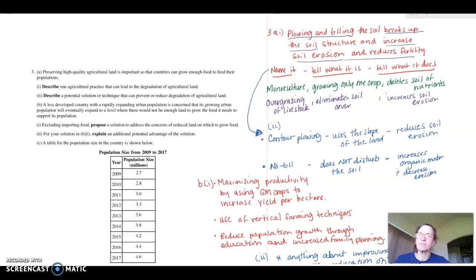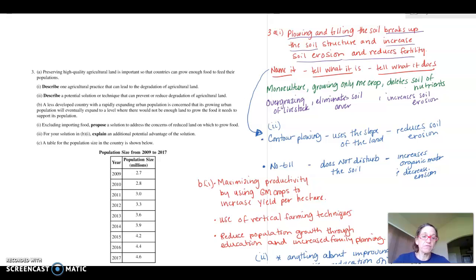Question 3A, preserving high quality agricultural land is important so that countries can grow enough food to feed their populations. Number 1, describe one agricultural practice that can lead to the degradation of agricultural land. There are an abundance of answers that you could have here. I chose a couple, but it doesn't mean that these are the only few that were right by any means.